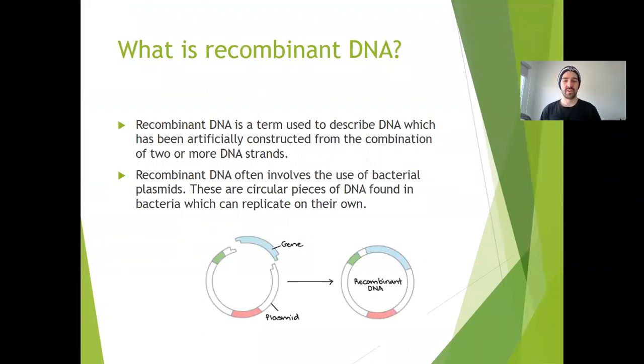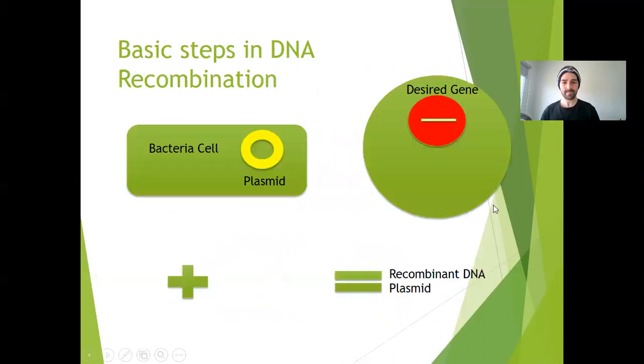It's a term used to describe DNA which contains DNA from two or more different strands. So it's an artificially constructed piece of DNA. And it often uses bacterial plasmids, which are circular pieces of DNA found in bacteria, which can replicate very quickly on their own. You can see in the diagram here, we've got a plasmid, we've got a gene, we're combining them to make recombinant DNA.